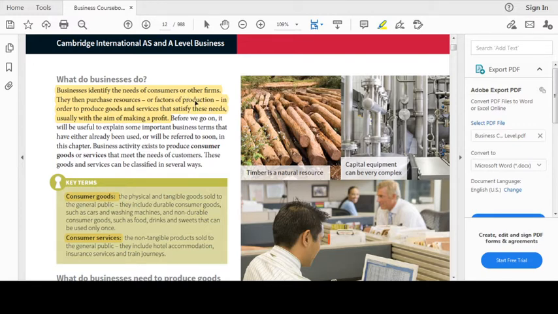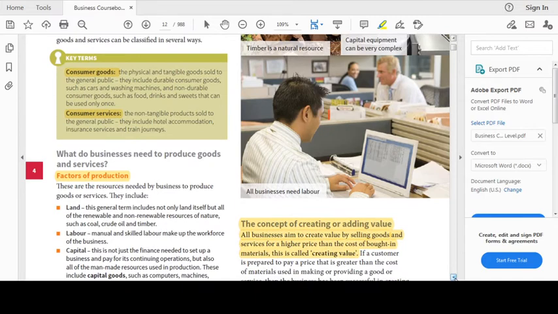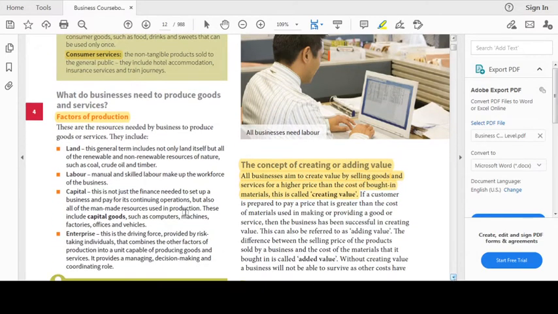If you recall, we did this concept in IGCSE. What are the factors of production? They are land, labor, capital and enterprise. What is land? Any natural resources in the business are land. Any people, any skilled or unskilled labor involved in the business, they are labor. Then capital: any machinery, money, anything that helps you create money, helps you do the business is capital.